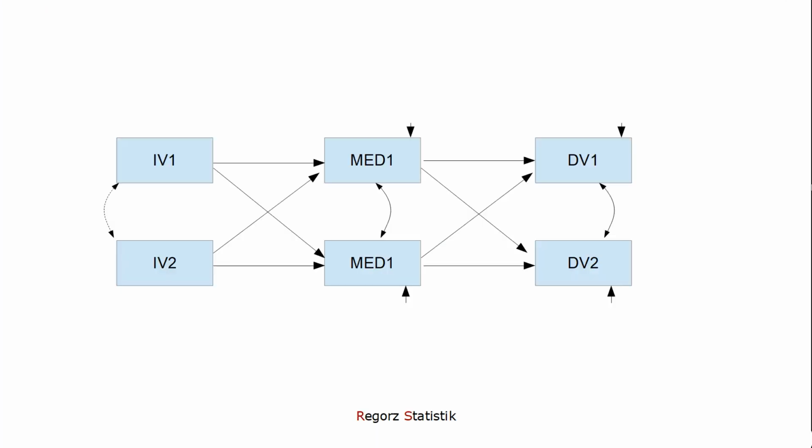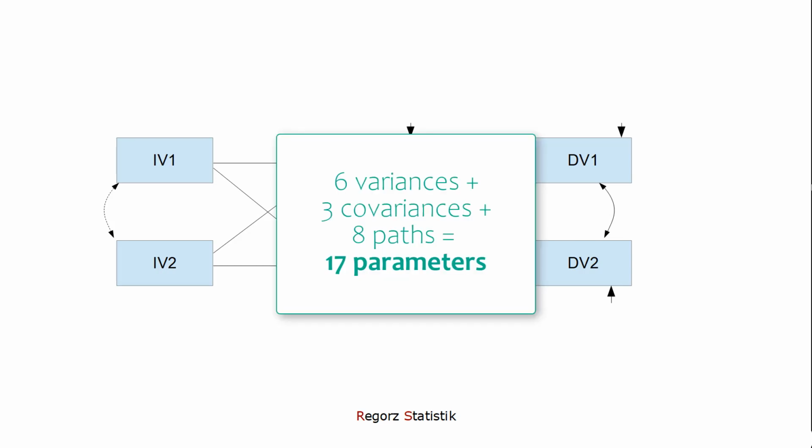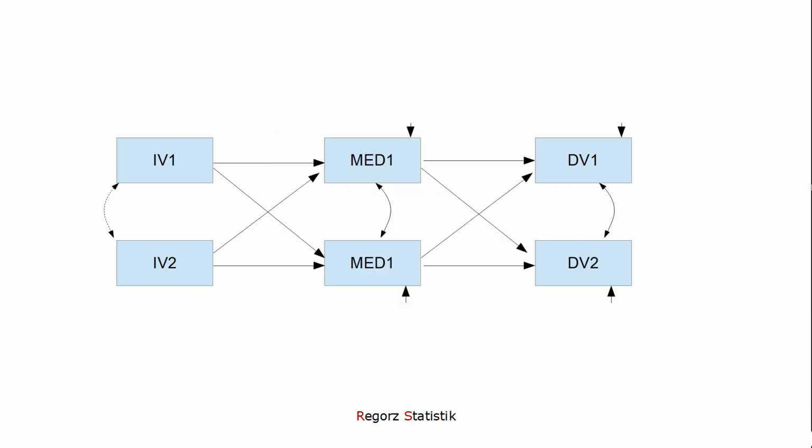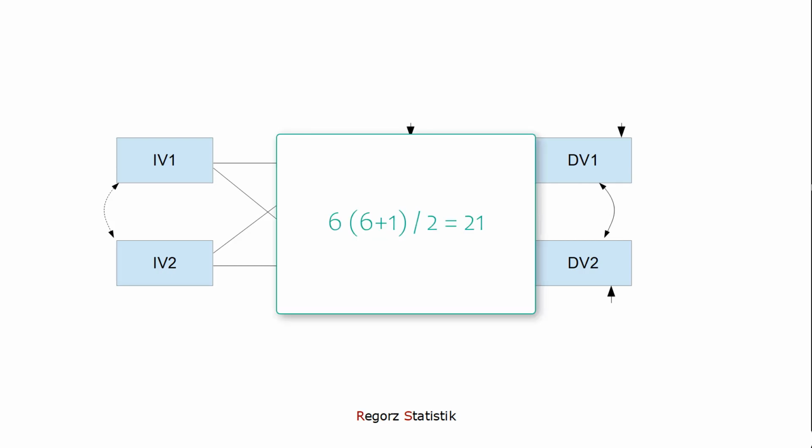Next, a path model. The program needs to calculate the variances of our 6 variables, 3 covariances, and 8 directional effects. Altogether 17 parameters to be estimated. How many empirical information? Again with this formula. So we have 21 unique pieces of information in our data. 21 minus 17 gives 4 degrees of freedom.